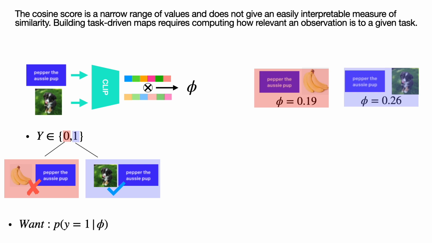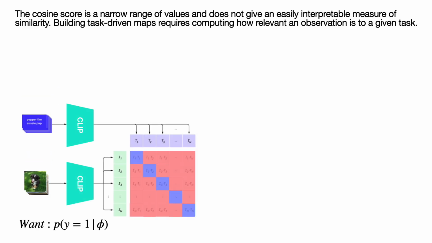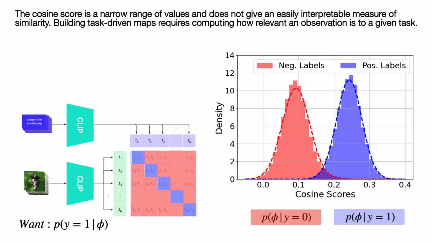the cosine score observation. To do this, we collect multiple batches of image and text pairings and compute the pairwise cosine scores between them. We accumulate the positive and negative cosine scores, revealing that they are near-perfect Gaussian distributions. These Gaussians are the probabilities of the cosine score given irrelevance and relevance. From these, we can easily use Bayes' rule to derive the desired probability.